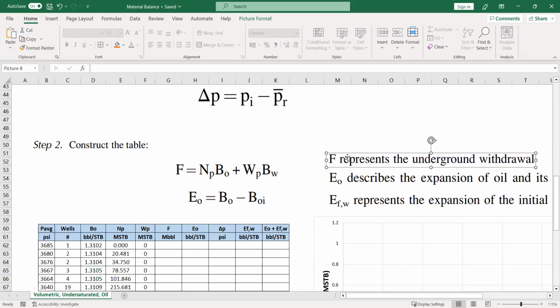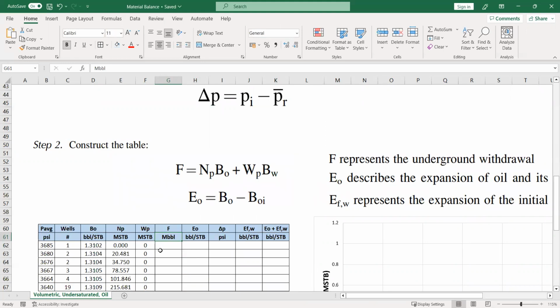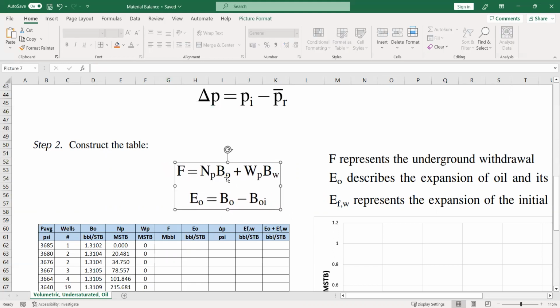Simply, it's the production, but in underground condition. That's why I use BBL, small BBL. It's talking about reservoir barrel instead of stock tank barrel, right? So it's underground withdrawal, whatever you take from the underground. That's why it's NP, but multiplied by formation volume factor to make the volume into the reservoir's perspective rather than stock tank perspective. And then also water production multiplied by BW.